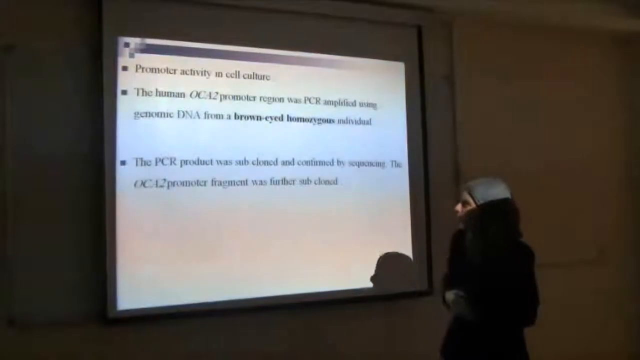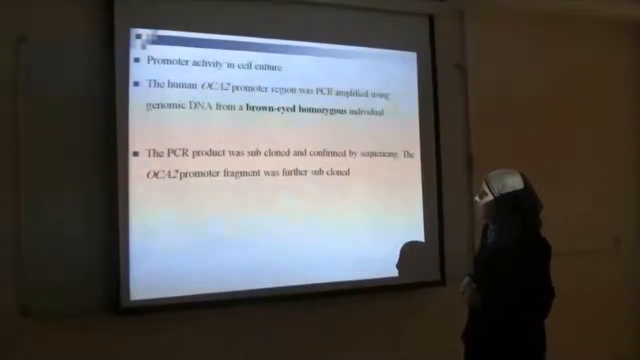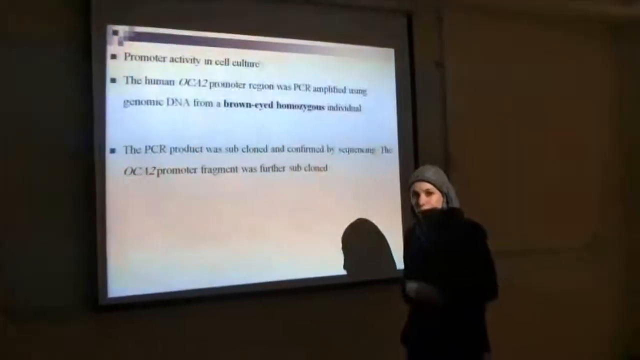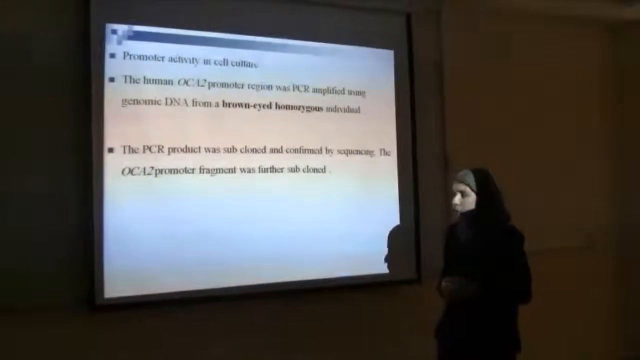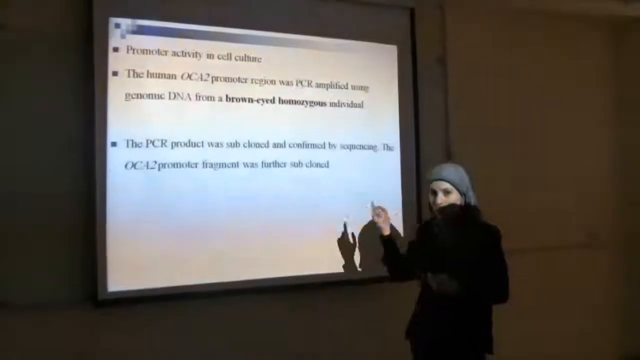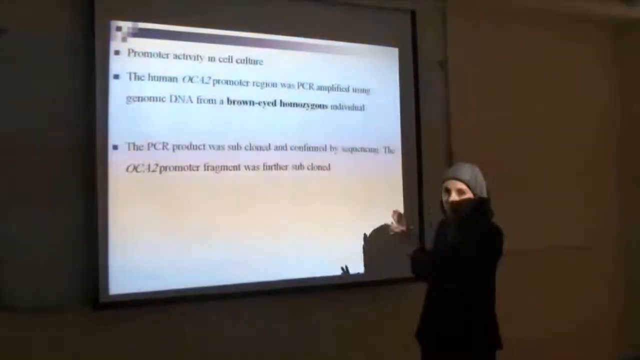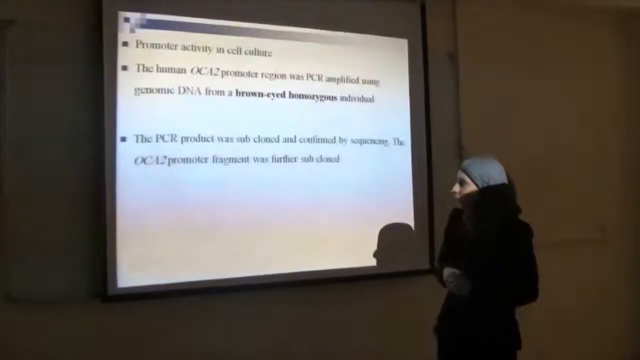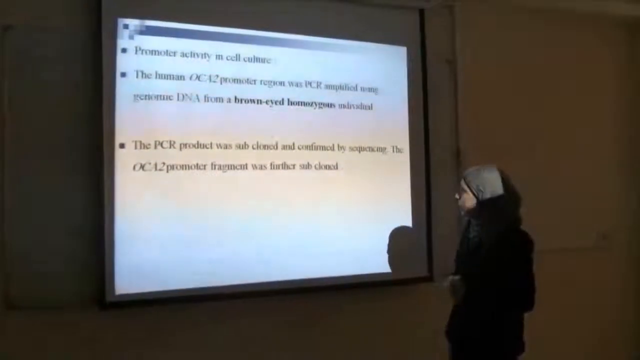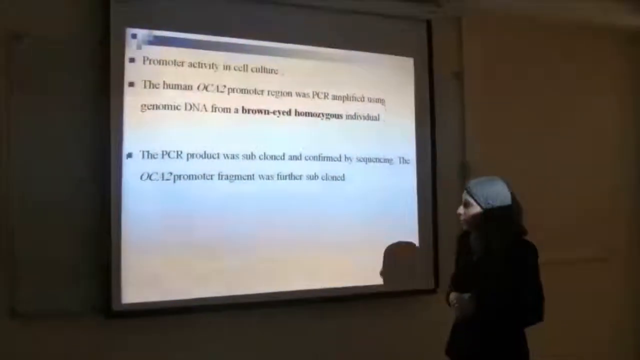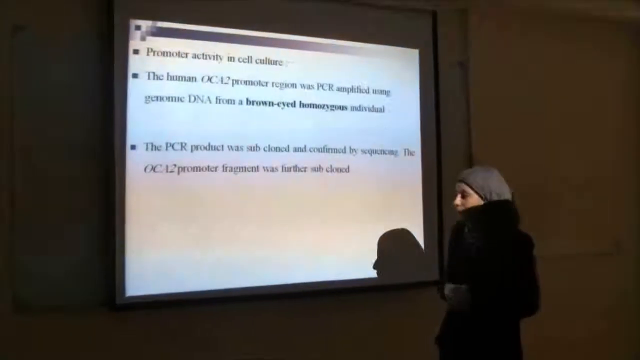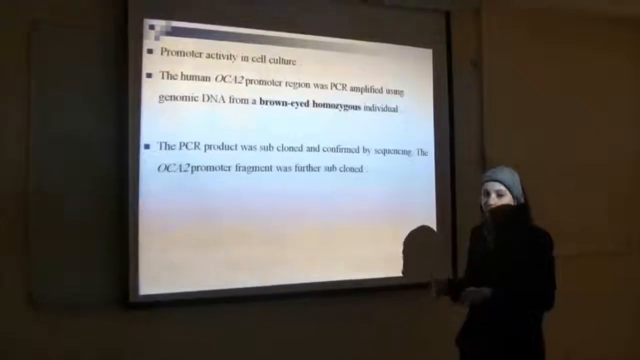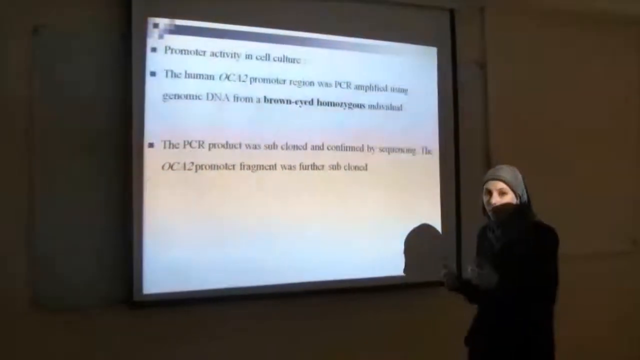So the human OCA2 promoter region was PCR amplified using the genomic DNA from a brown eye homozygous individual. So we used homozygous brown individuals, which you already see in figure 1. It's the 4th picture, which shows the complete presence of brown pigmentation. The PCR product was subcloned and confirmed by sequencing, and the OCA2 promoter fragments were further subcloned. So we used the DNA sequencing first, then the PCR to amplify them, and they were subcloned after that.